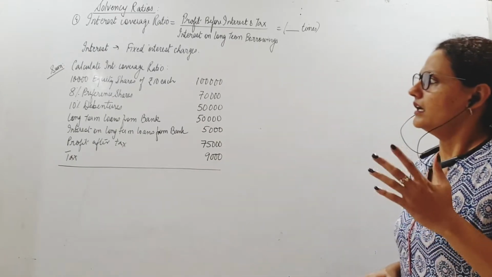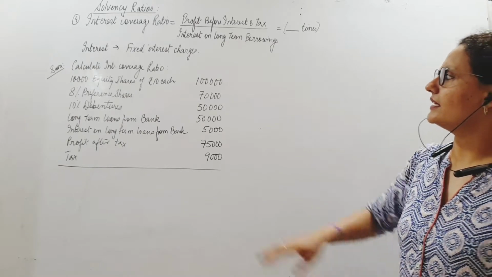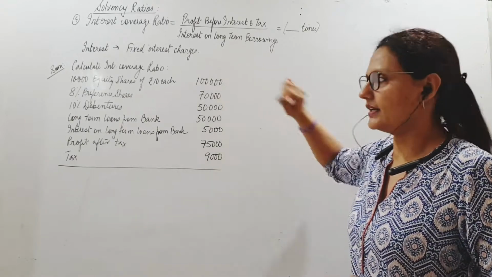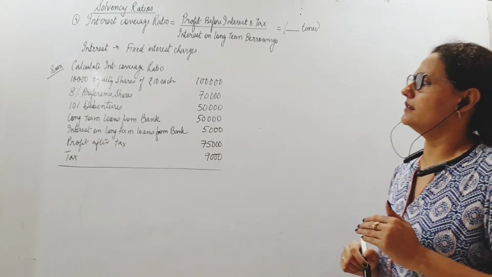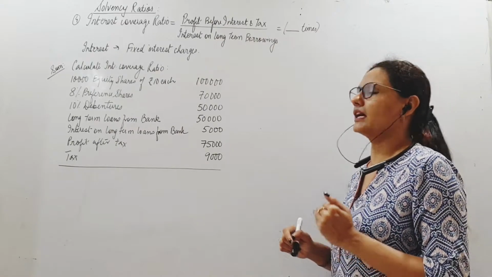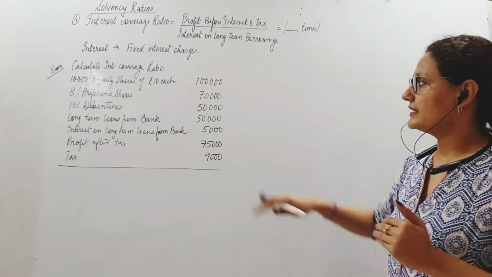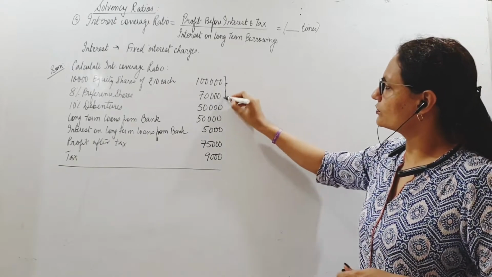The sum says 10,000 equity shares are there of 10 each, meaning the company has an equity share capital of 1 lakh. Fine. 8% preference shares it has, 10% debentures it has of 50,000, and long-term loans from bank it has taken 50,000. So basically this is the source of capital, isn't it? What are these two? Own source.